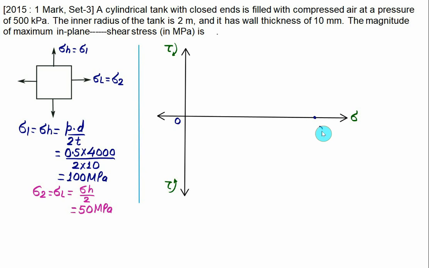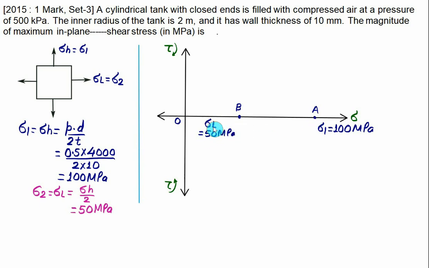So let this value be sigma 1 equal to 100 megapascal. Then we have sigma L equal to 50 megapascal, which is exactly halfway. So this point represents point A. Point B represents the value of sigma L, and we have sigma L equal to 50 megapascal.